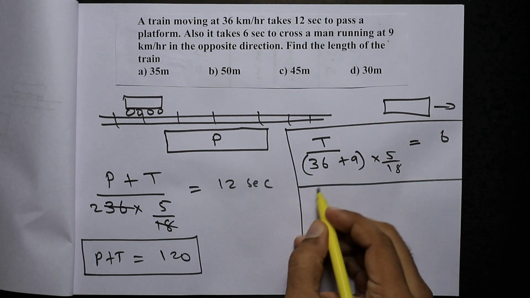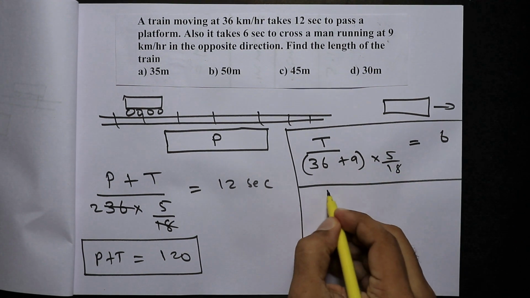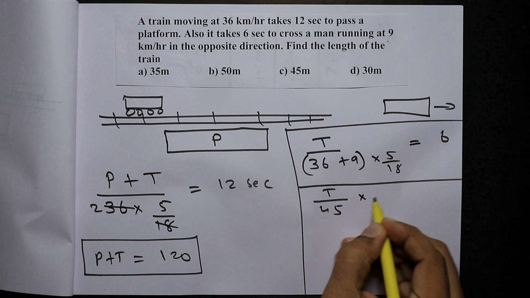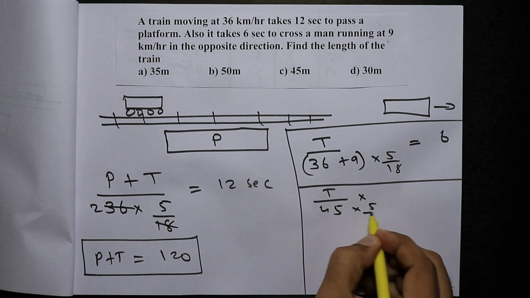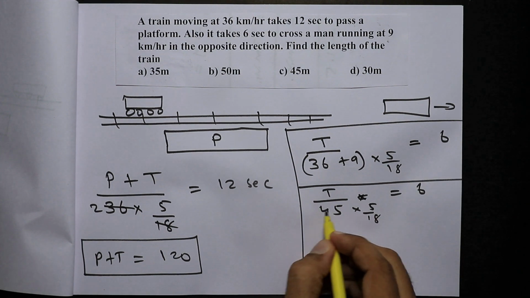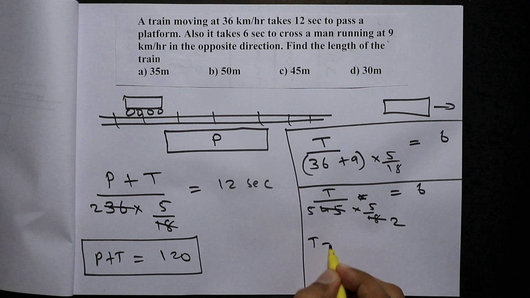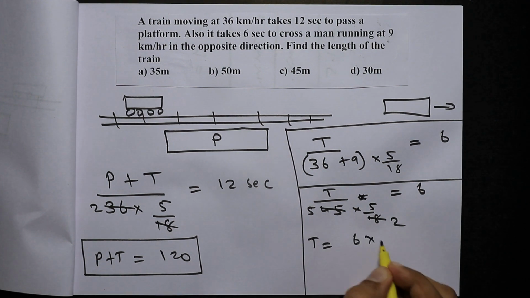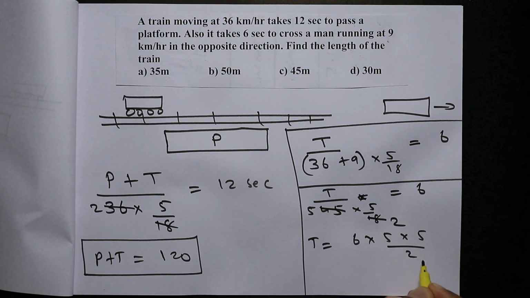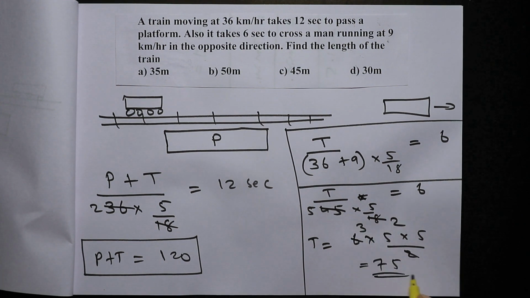So we'll just solve it here. T by 36 plus 9, that is 45. So T by 45 into 5 by 18. And this is equal to 6. Here 9 divides 5 times, here 9 divides 2 times. So T, you will get it as 6 into 5 into 5 by 2. 2 divides 3 times, so 5 into 5, 25. 25 into 3 gives you 75. So T is equal to 75.